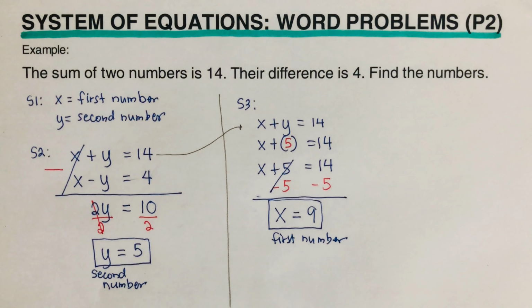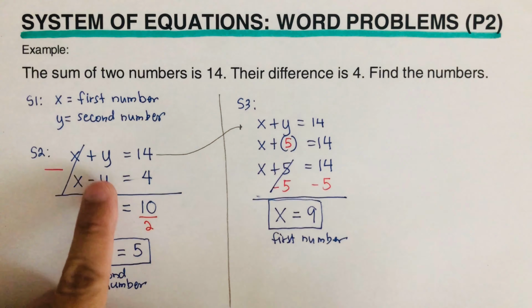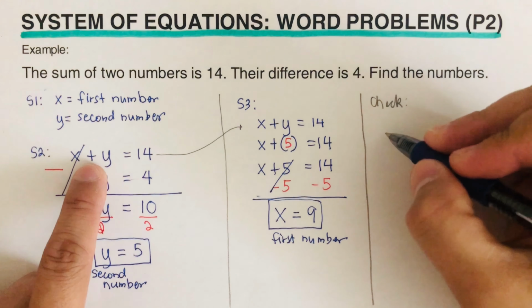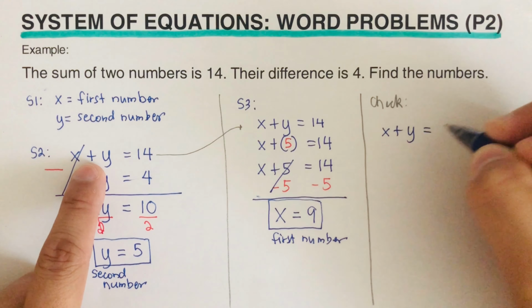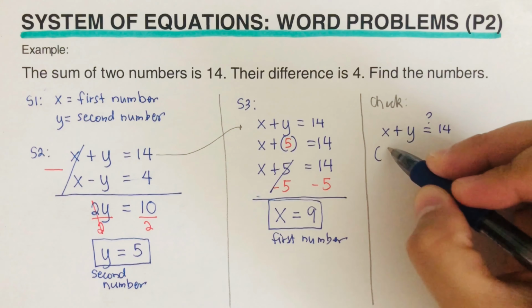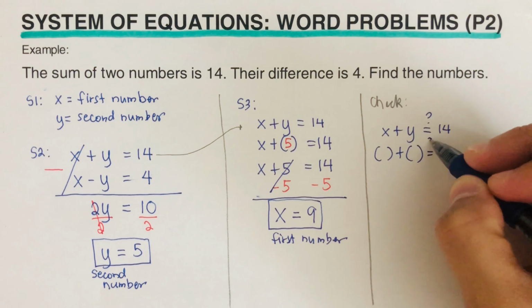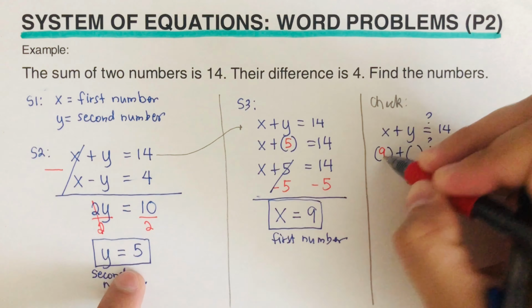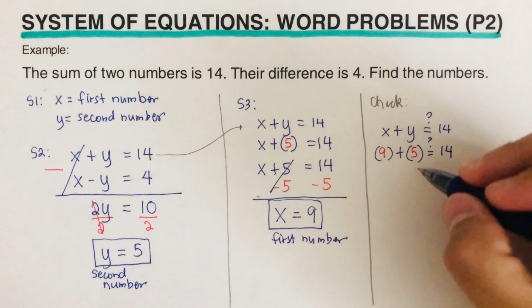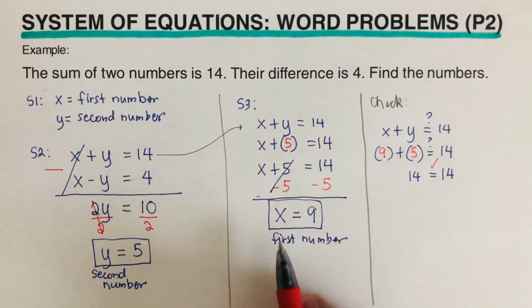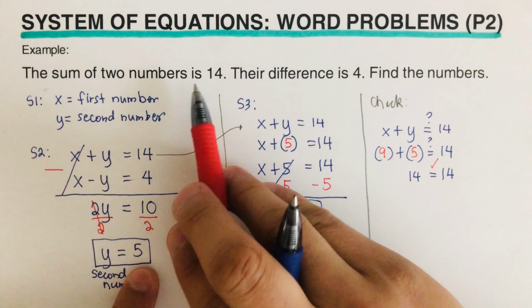And this makes sense because if we check our work here, it says that the sum of the two numbers is 14. So if we use the first equation, that's x plus y, is that equal to 14? Remember, again, when we plug in values, we change it into a parenthesis first before we plug in the value. So our x that we solved was 9, and the y that we solved was 5. 9 plus 5 is 14, and that is equal to 14, which means that 9 and 5 are the two numbers that will have a sum of 14.